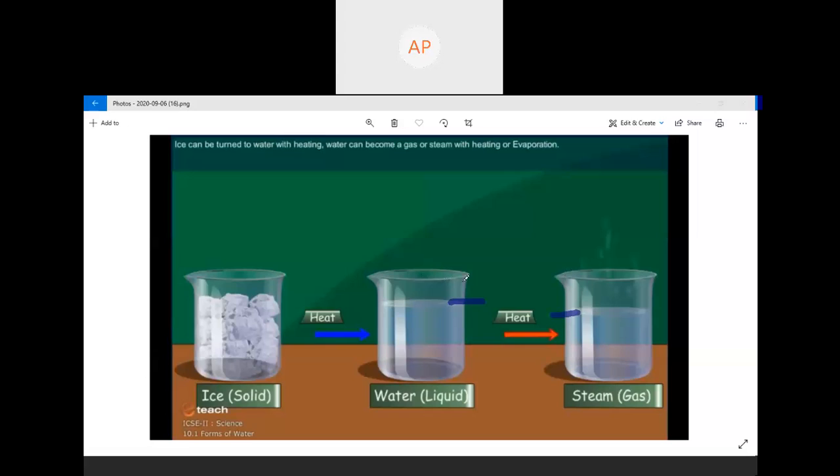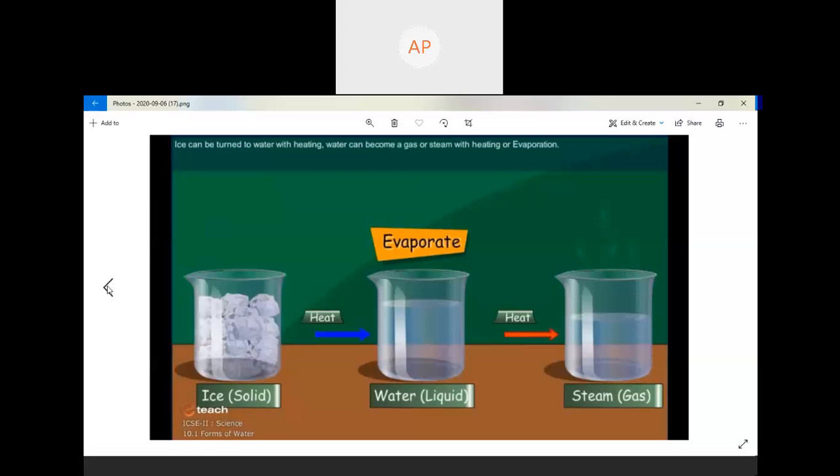So changing of water into water vapor on heating, this process we call evaporation. What do we call that? Evaporation. So converting water into water vapor on heating, we call it evaporation. So water is evaporating and that process is called evaporation.